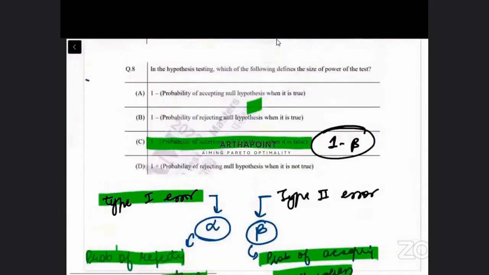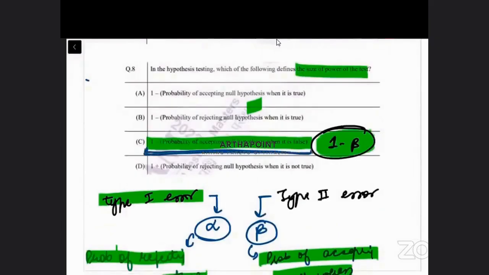And power of the test is 1 minus beta. So this is going to be 1 minus the probability of accepting the null when false. This is your answer. Simply remember, power of the test is 1 minus beta.